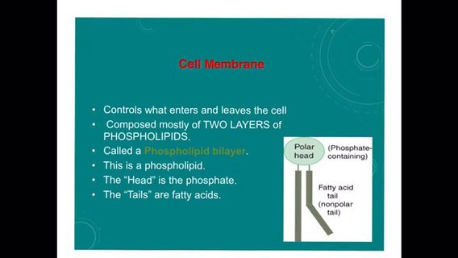Now, the cell membrane is composed of 2 layers of phospholipids. This is a phospholipid right here. We call it a phospholipid bilayer. Bi, of course, meaning 2, because there are 2 sets of these phospholipids butt up to each other, I guess is how you'd say it. This, on the right-hand side, is a phospholipid. The head is the phosphate, and then the tail, the section I just circled here, is made of fatty acid. So you can see the combination of the word phospho and then lipid. Phospholipid.